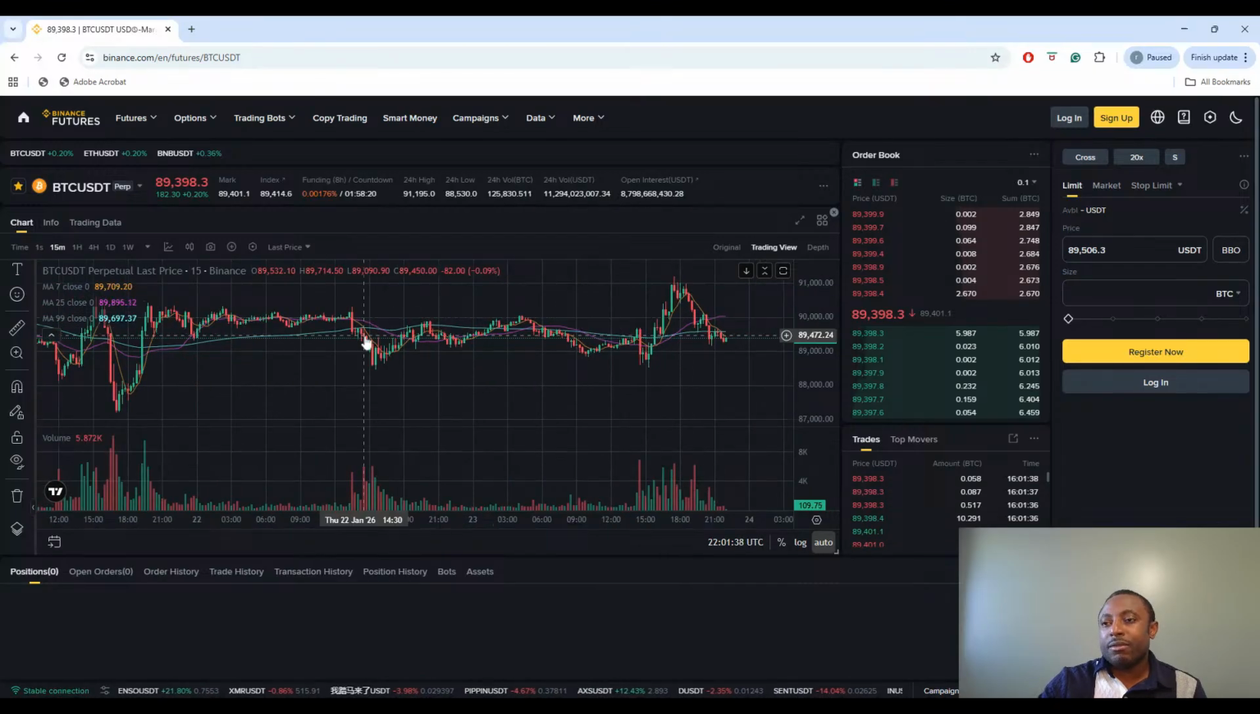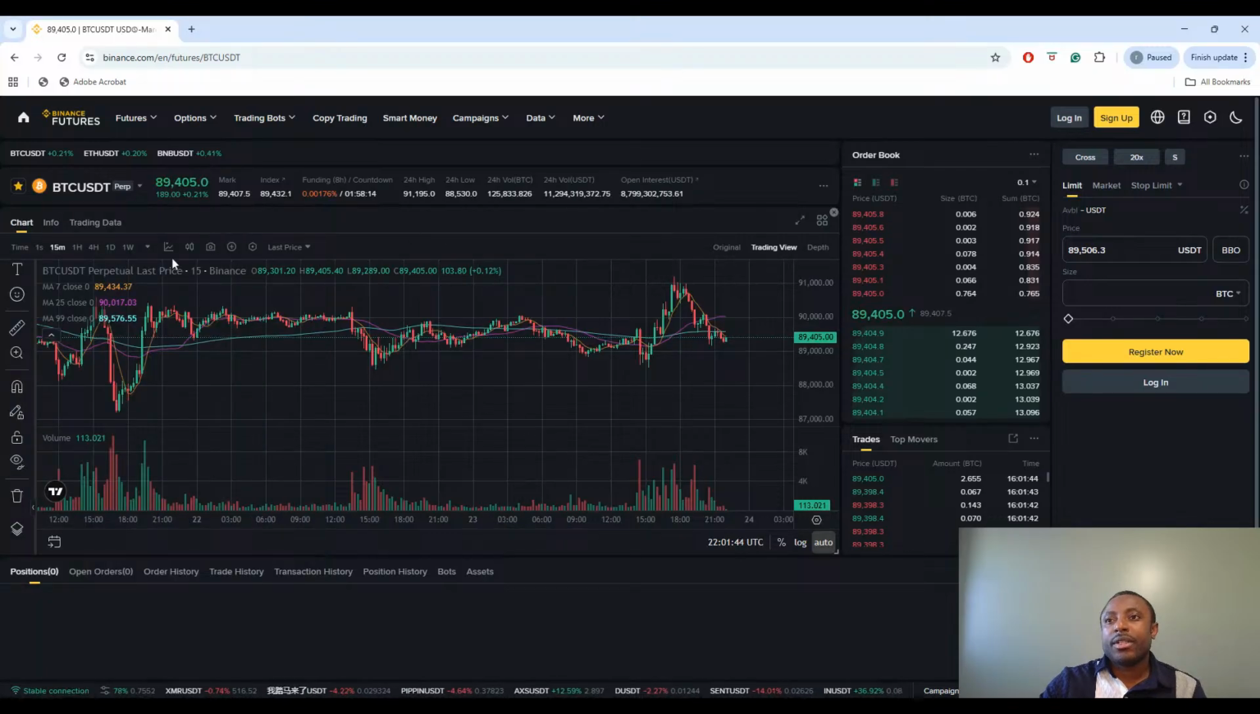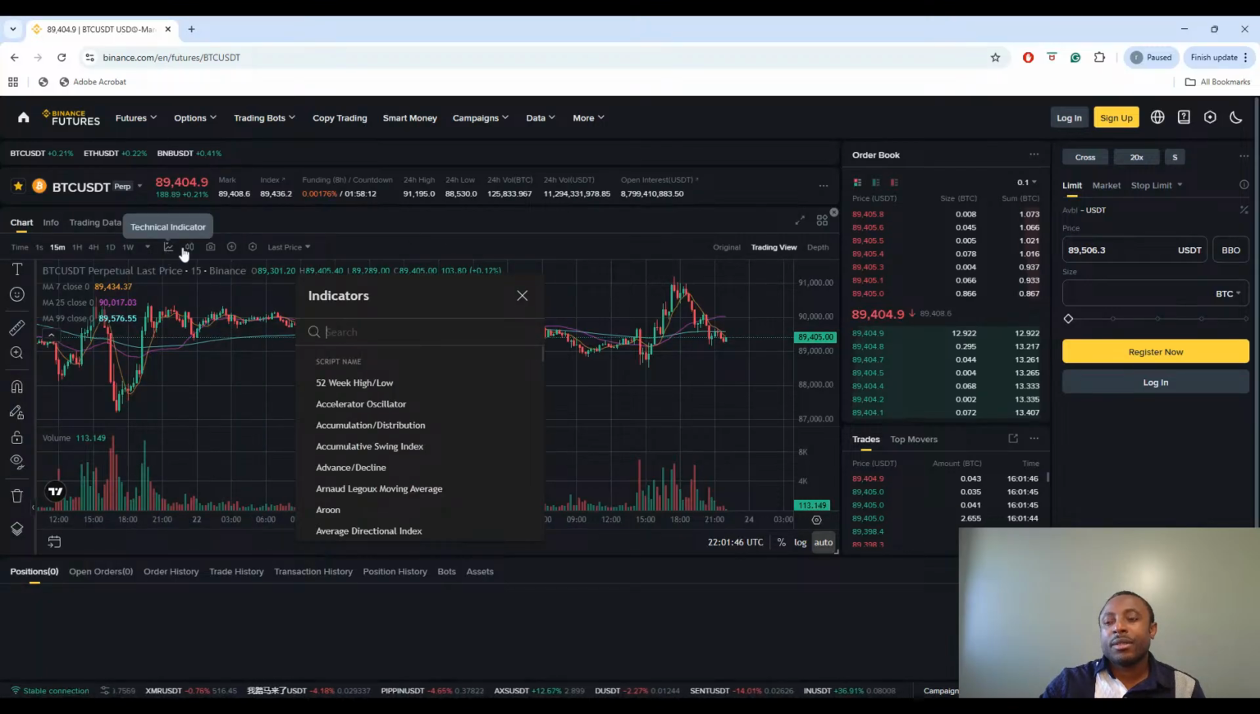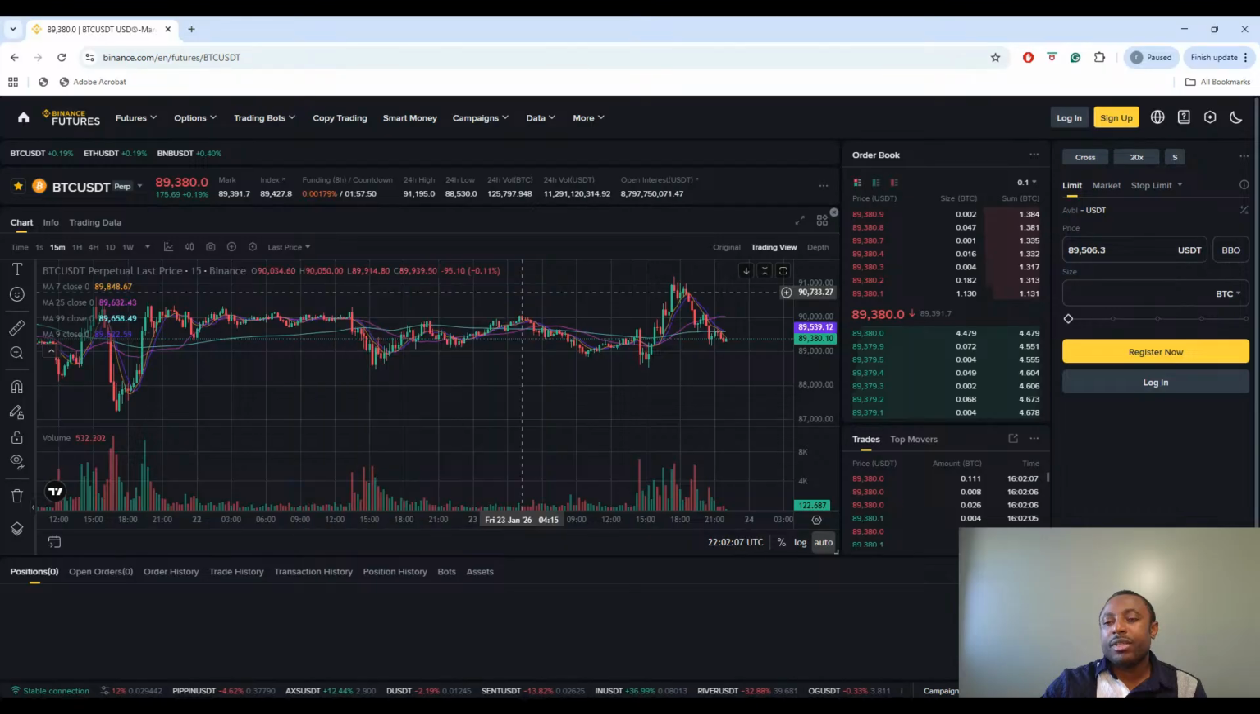So for the moving average, if I want to add a new one, I can come over here, go to the indicators, and just type moving average. You're going to see them come up. So here, moving average, you click. So now we have a new moving average on the chart.